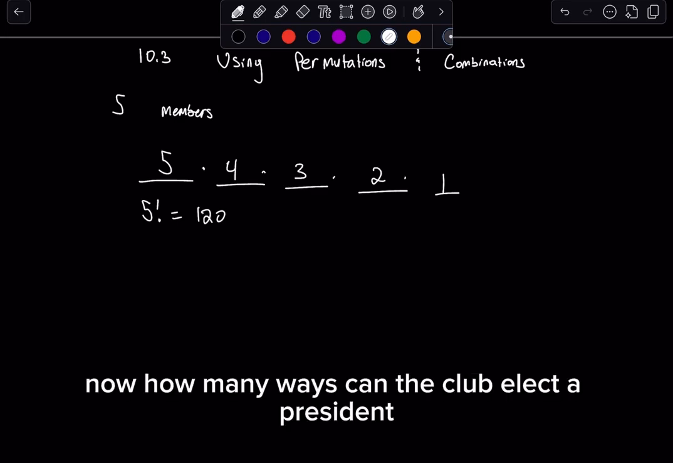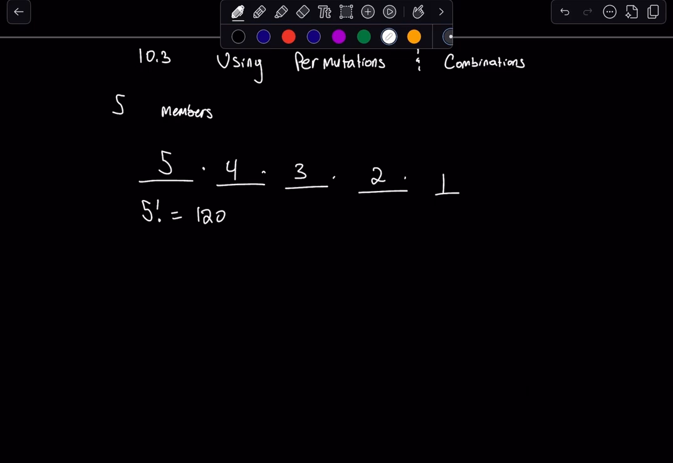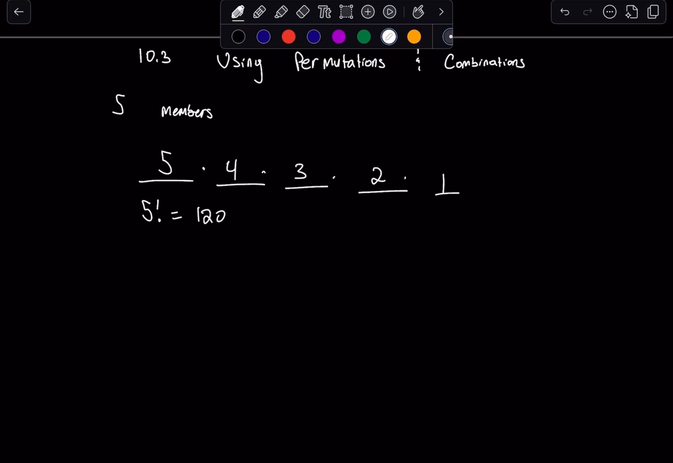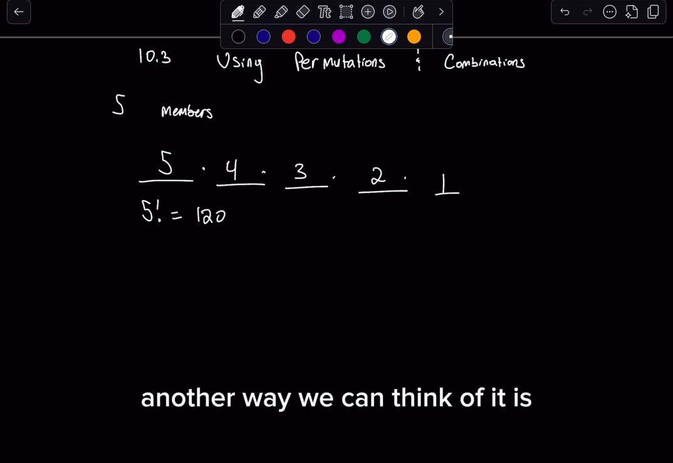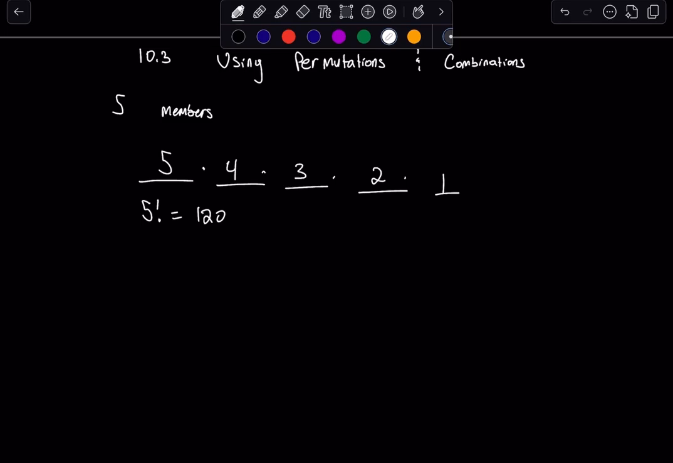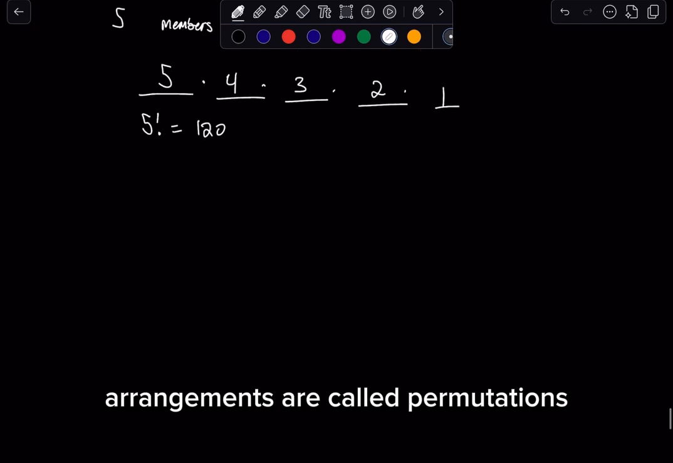Now, how many ways can the club elect a president, a secretary, and a treasurer if no one can hold more than one office? We could do this using a tree diagram because it's a multi-part task. Another way we can think of it is how many arrangements are there of 5 things taken 3 at a time? In the context of counting problems, arrangements are called permutations.